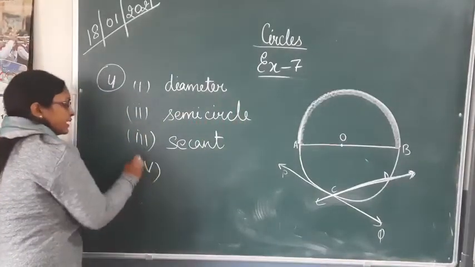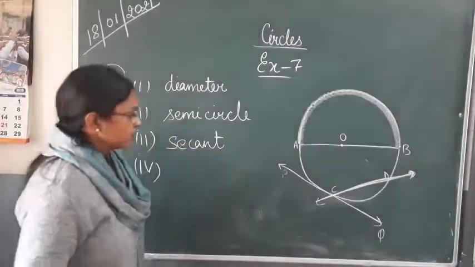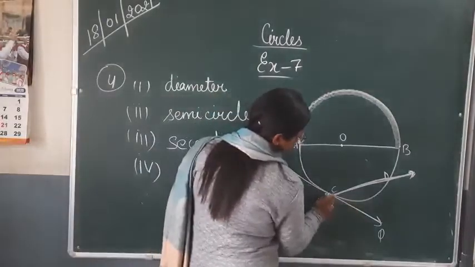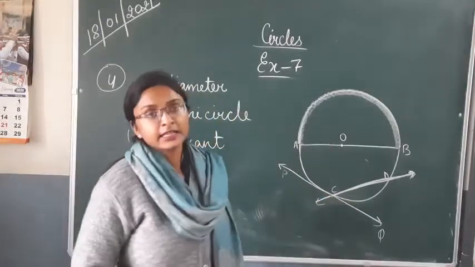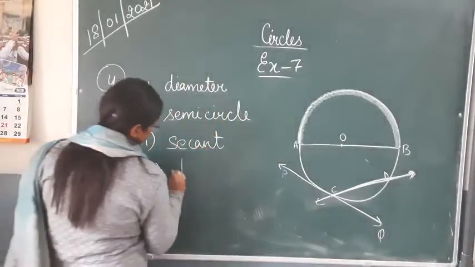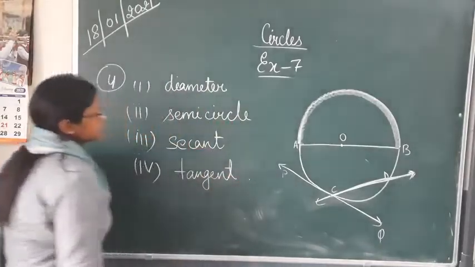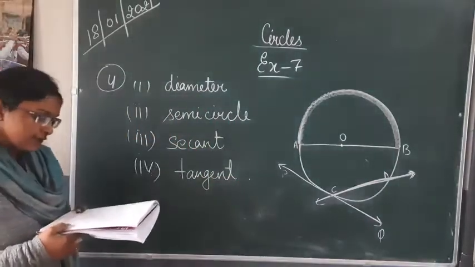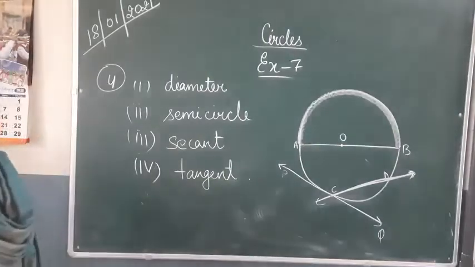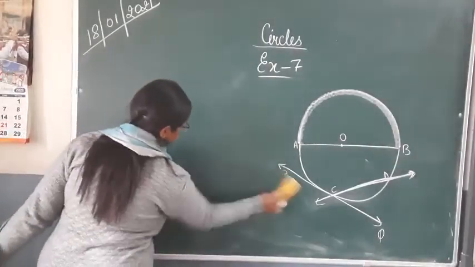Next is fourth part. The line PQ is this line PQ which touches only 1 point of the circle, that is known as the tangent of the circle. Okay. Now next is question number 5. Question number 5 again we will do only in our book. We will not do that question in our fair copy.